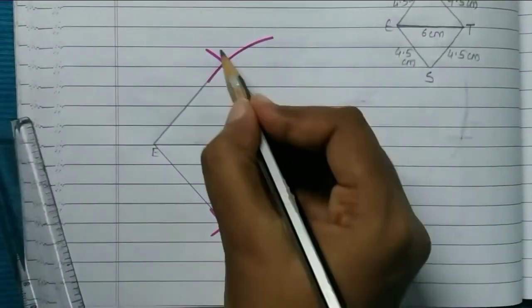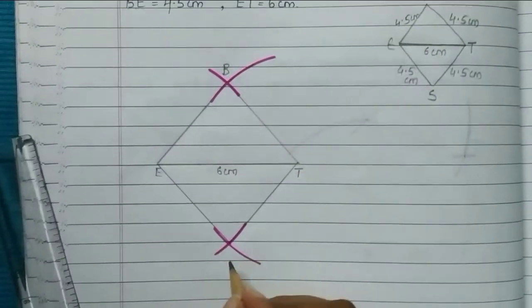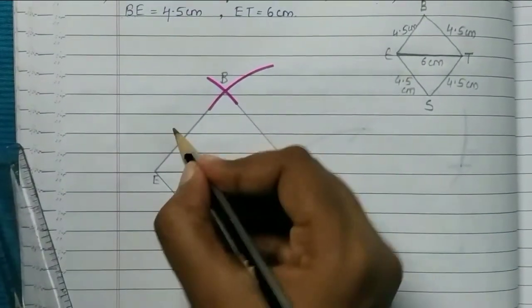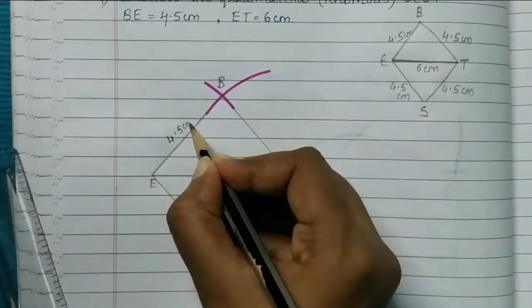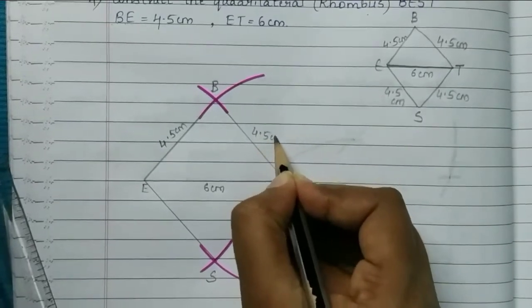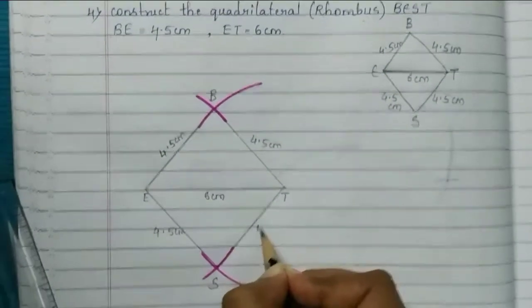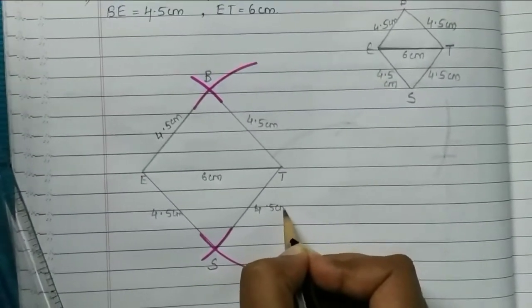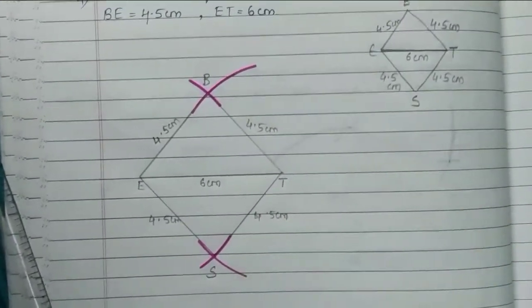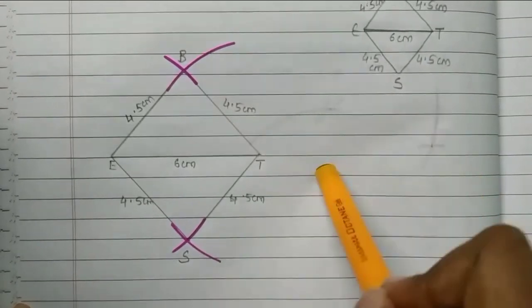So name this. This is nothing but B and this is nothing but S. So this is 4.5 centimeter. This is 4.5 centimeter. Each is 4.5 centimeter. Every side we are having as 4.5 centimeter. So that's all is the answer. So that's all for this exercise.